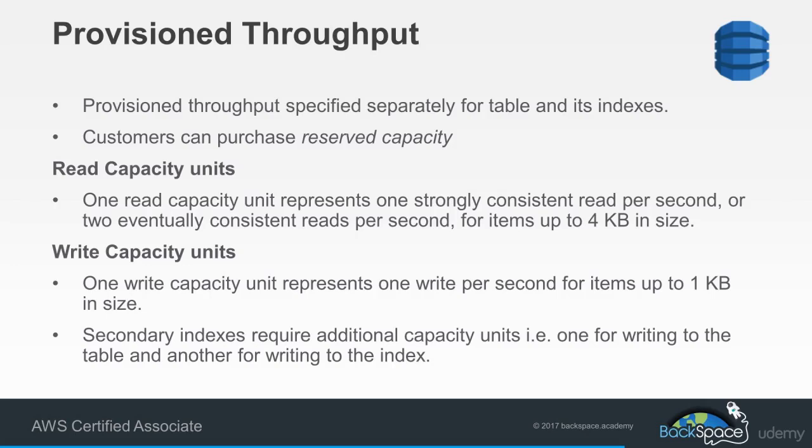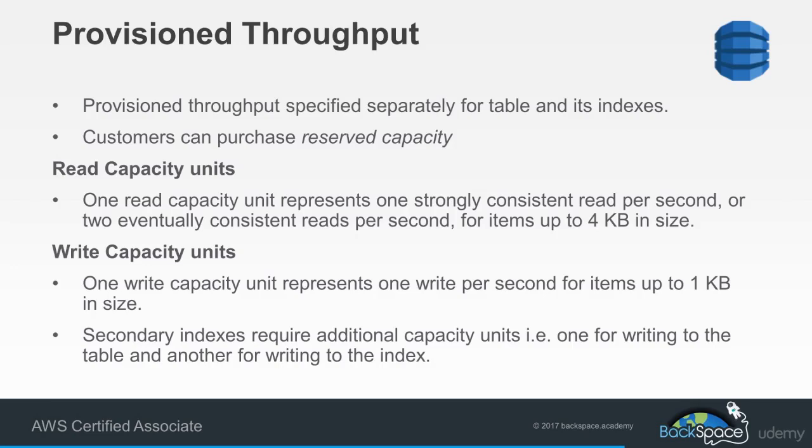That provisioned throughput will be specified separately for tables and indexes. So the provisioned throughput for a table could be different, or may not be, but it will be specified separately from the indexes, so they have their own provisioned throughput specification. And customers can purchase reserved capacity. So if you know what your demand is going to be over the long term, then you can reserve that capacity and get cost savings for that.